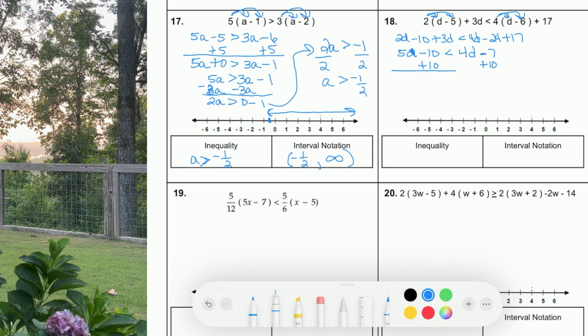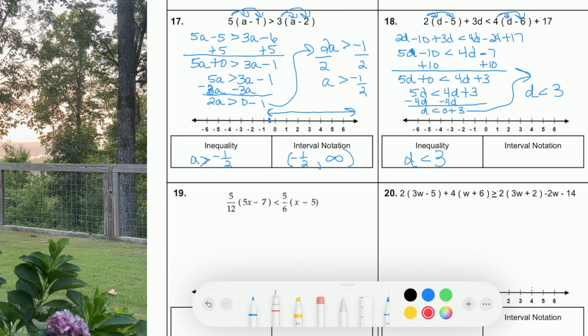I want to add 10 to both sides. End up with 5d plus 0 is less than 4d plus 3, and rewrite that. Subtract 4d from both sides. That gives us d is less than 0 plus 3, which is d is less than 3.